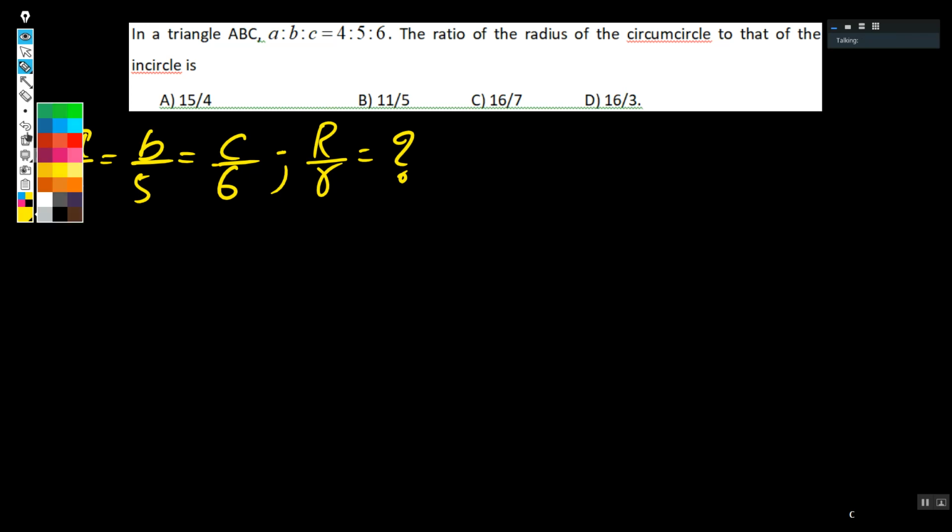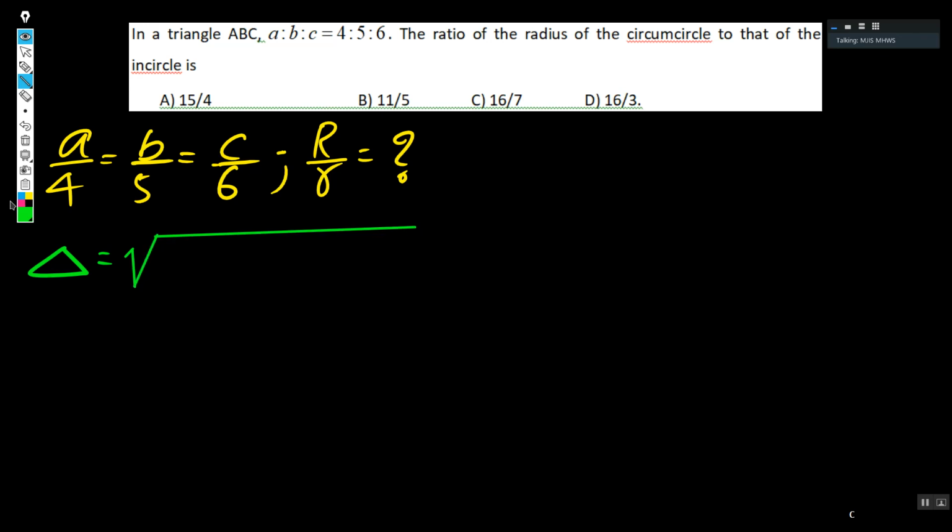Yes, beta. Let me write delta directly with mind calculation please, and taking the square root. Yes, s means 15 by 2. S minus a means 15 by 2 minus 4, 15 minus 8, 7 by 2. 15 by 2 minus 5, 5 by 2. 15 by 2 minus 6, 3 by 2.